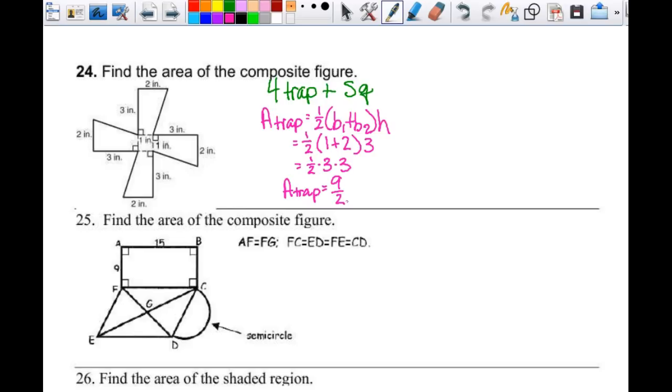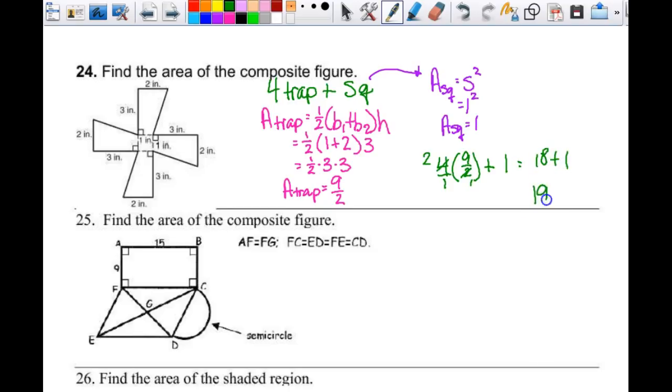Then I need to find the area of the square. So area of a square is just side squared, and the side length of the square is 1, so it's 1 squared, which means the area of the square is 1. So to put it together, I need 4 of the trapezoids, which are 9/2, plus 1 of the squares. So 4 times 9/2, I can put that over 1. I can reduce that. So it's going to give me 18 plus 1, which is 19 inches squared for my final area.